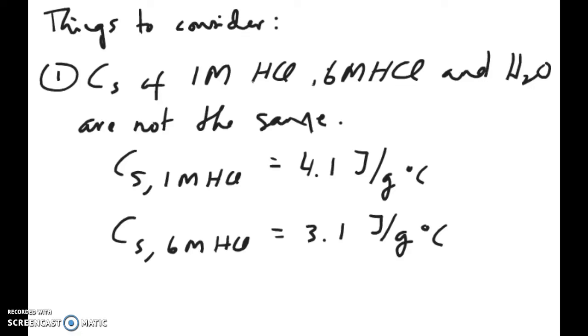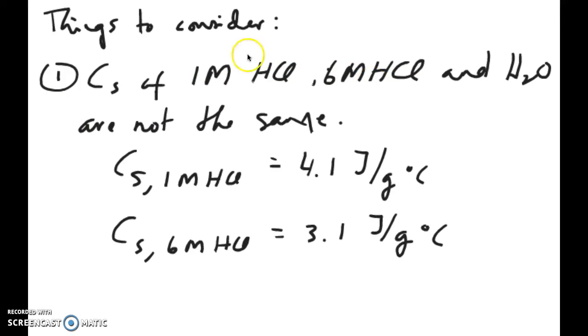Okay, so the last part that I want to talk about for this lab is just a couple of small things that are related to the actual calculation. The first one is that you have to use a specific heat, in this case, of the solutions inside your calorimeter, which is going to be a 1 molar HCl solution or 6 molar HCl solution.